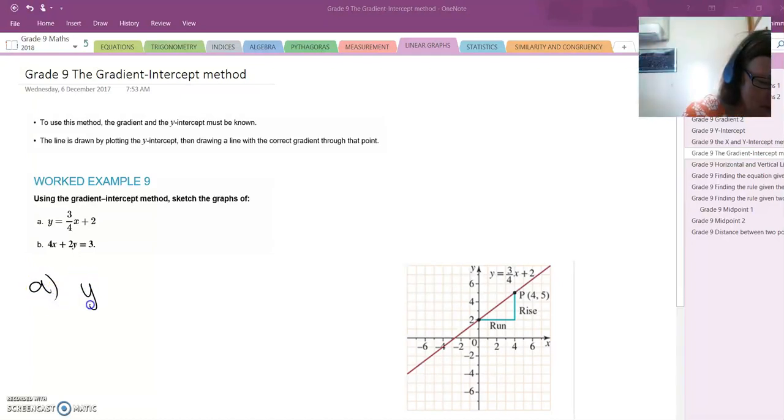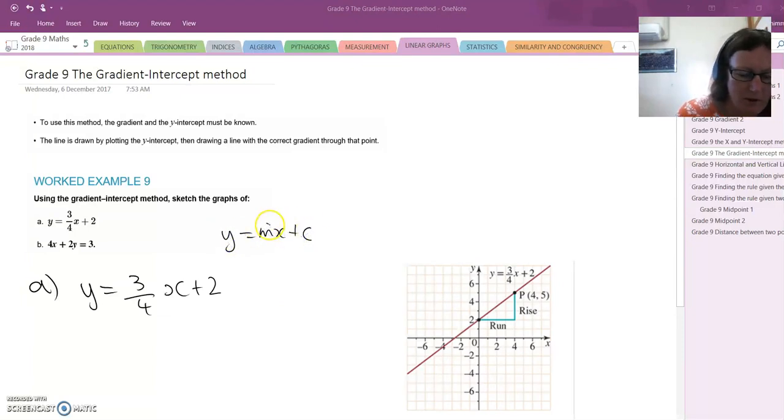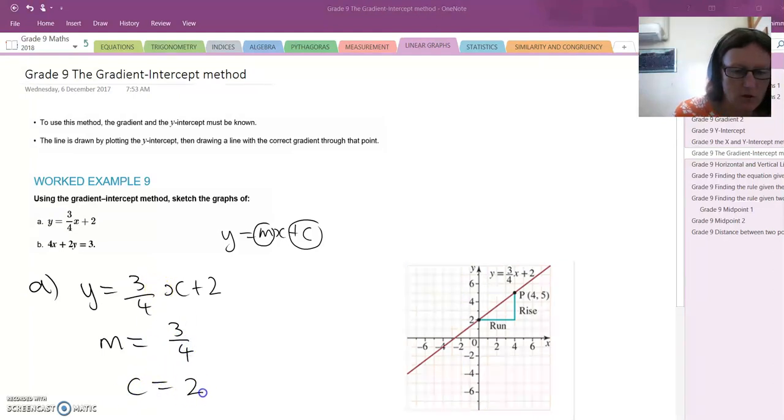In our first example, y equals 3 over 4x plus 2. This line is already in the form y equals mx plus c. And remember, m is our gradient, c is our y-intercept. So we can say here that our gradient is 3 over 4 and that our y-intercept is 2. Once we've identified that, we mark on our y-intercept of 2. So I've marked that on.